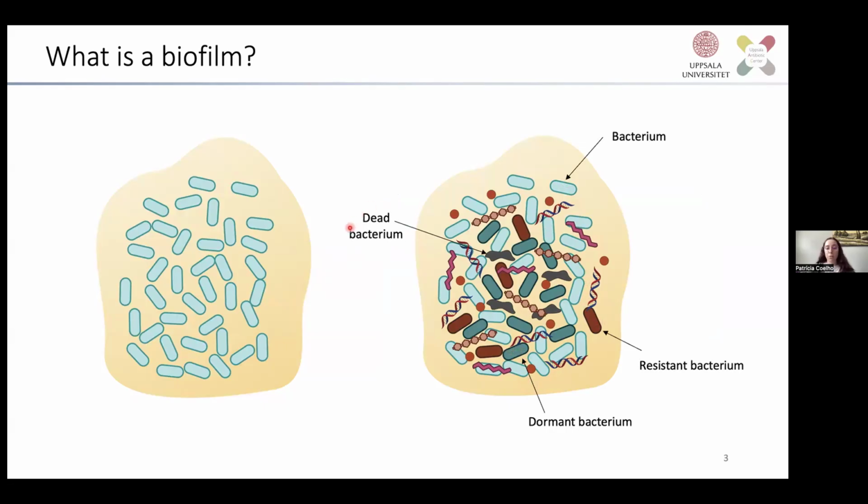And there could also be dead bacterium, and these cell debris also work as building blocks for bacteria that are growing within the biofilm. Apart from this, there's also non-cellular components. So within the matrix, you might have carbohydrates, extracellular DNA, proteins, and lipids, and this constitutes the extracellular matrix. And if there are resistant populations within the biofilm, you can also have antibiotic-degrading enzymes within the biofilm matrix.